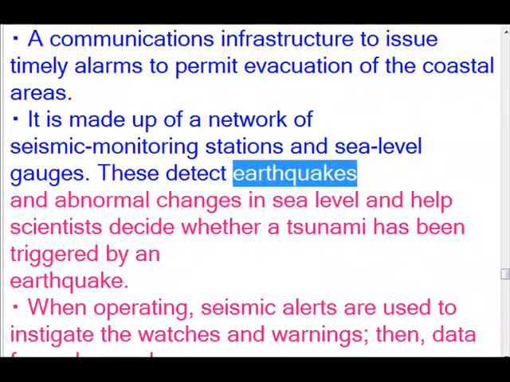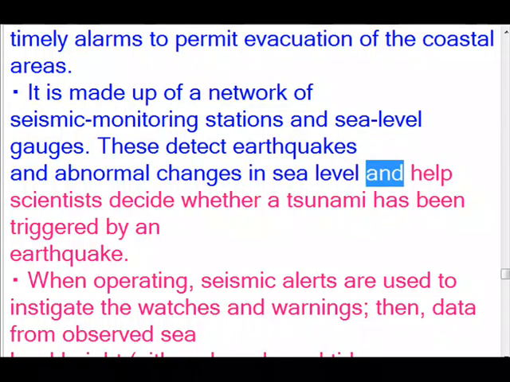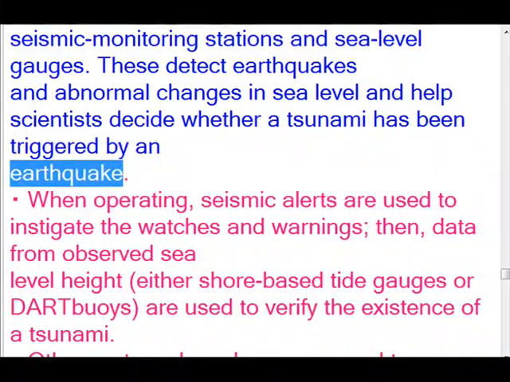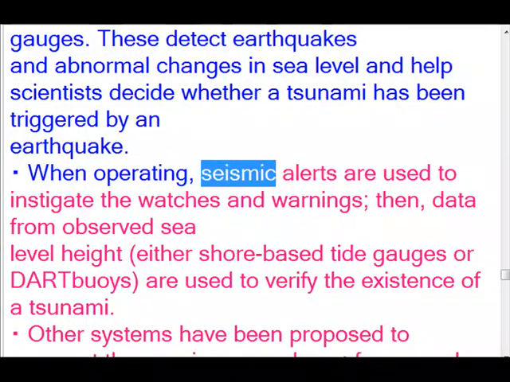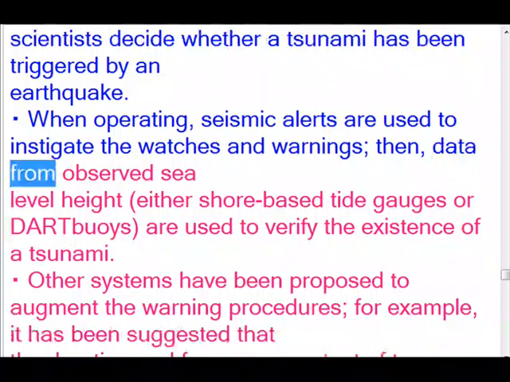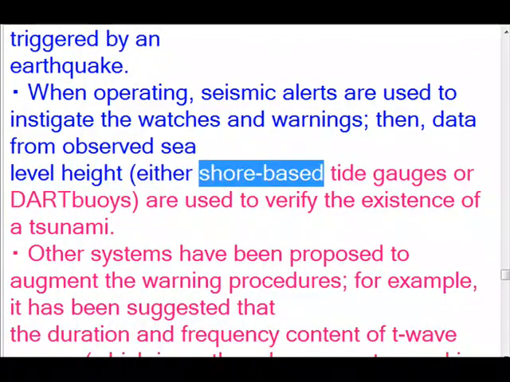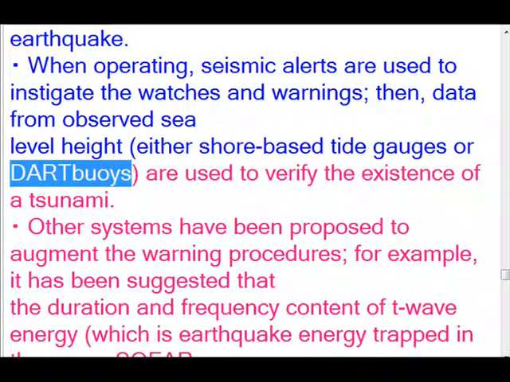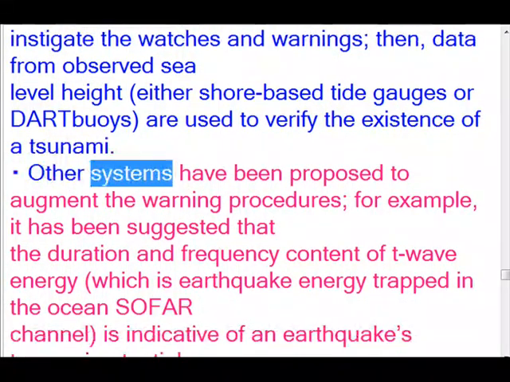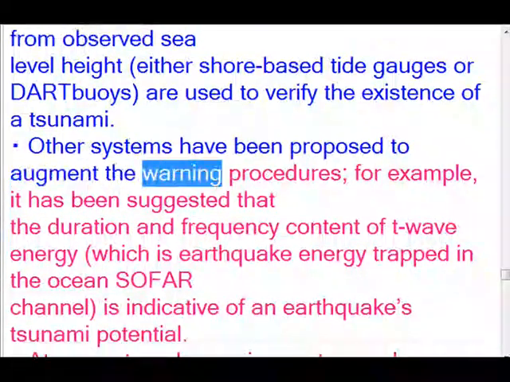These detect earthquakes and abnormal changes in sea level and help scientists decide whether a tsunami has been triggered by an earthquake. When operating, seismic alerts are used to instigate the watches and warnings. Then, data from observed sea level height, either shore-based tide gauges or DART buoys, are used to verify the existence of a tsunami. Other systems have been proposed to augment the warning procedures.